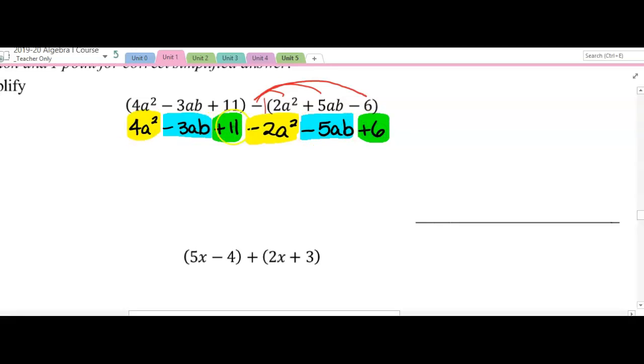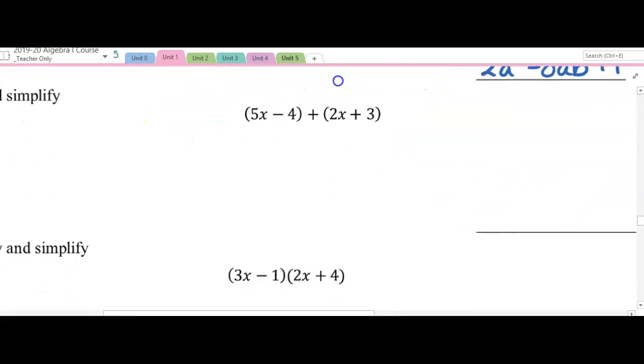When I combine these, 4 take away 2 gives me 2a squared. Negative 3ab, negative 5ab is negative 8ab, plus 17. 11 and 6 makes 17.